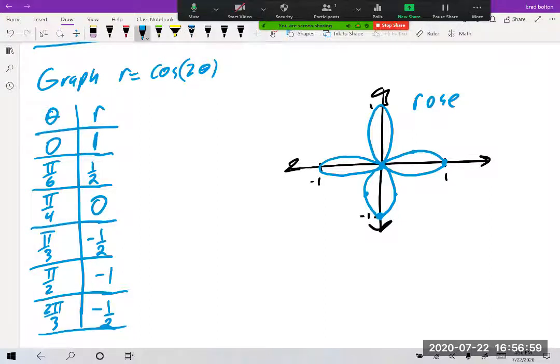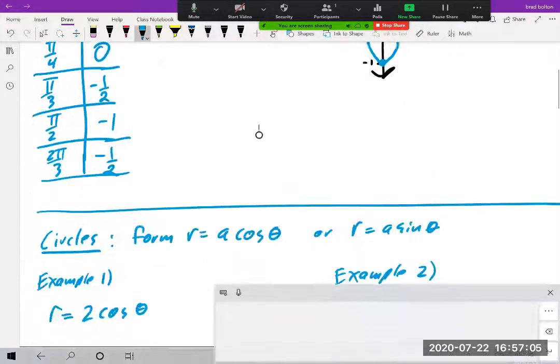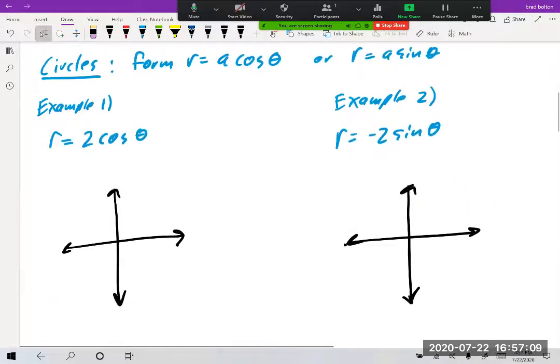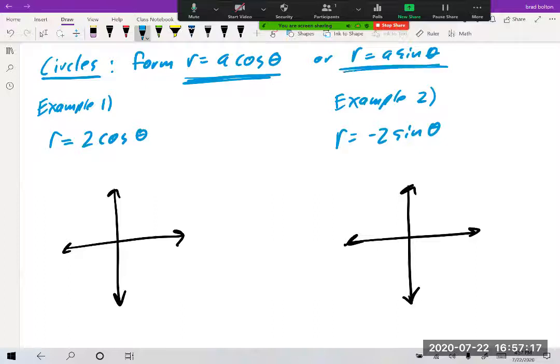So for the rest of this 9.2, we're always going to use our calculators to give us polar graphs, okay? What we're going to do for the remainder of this section is identify what certain graphs are going to look like. So when we get a graph of the form r equals a cosine theta or r equals a sine theta, we will get circles. So here we have 2 cosine theta.